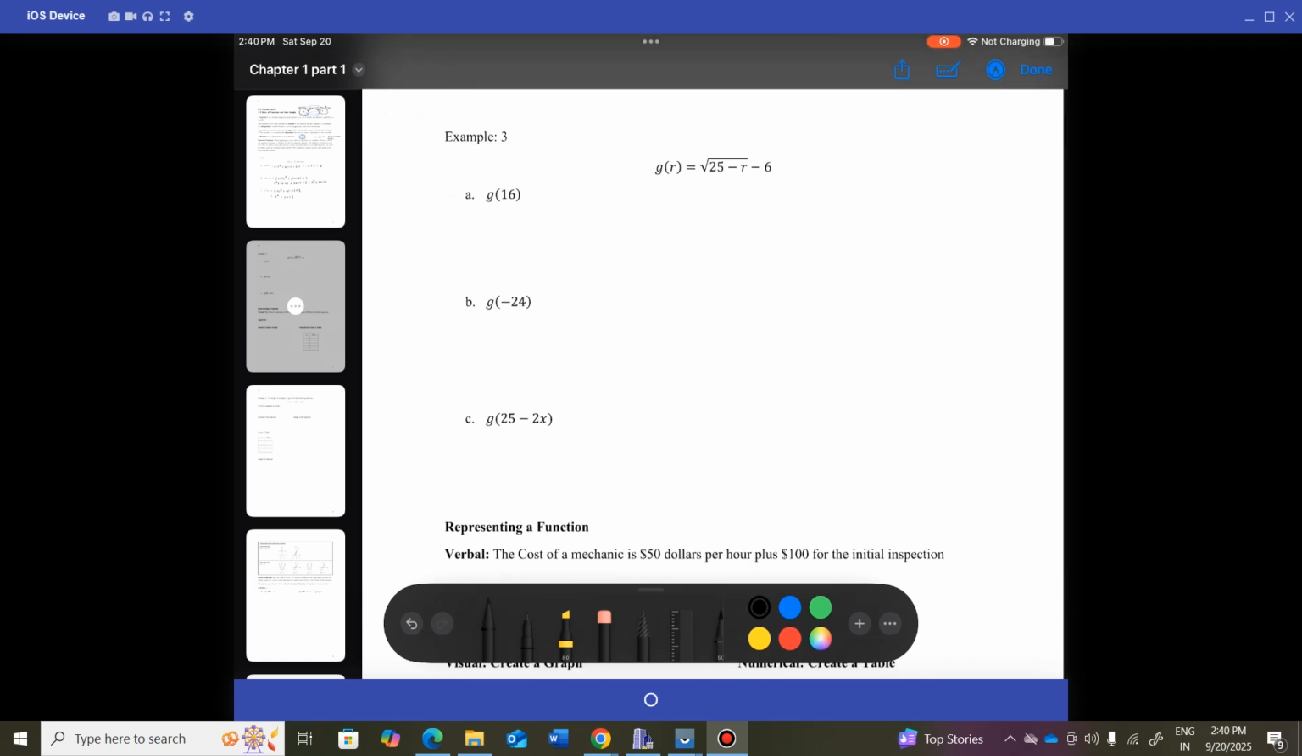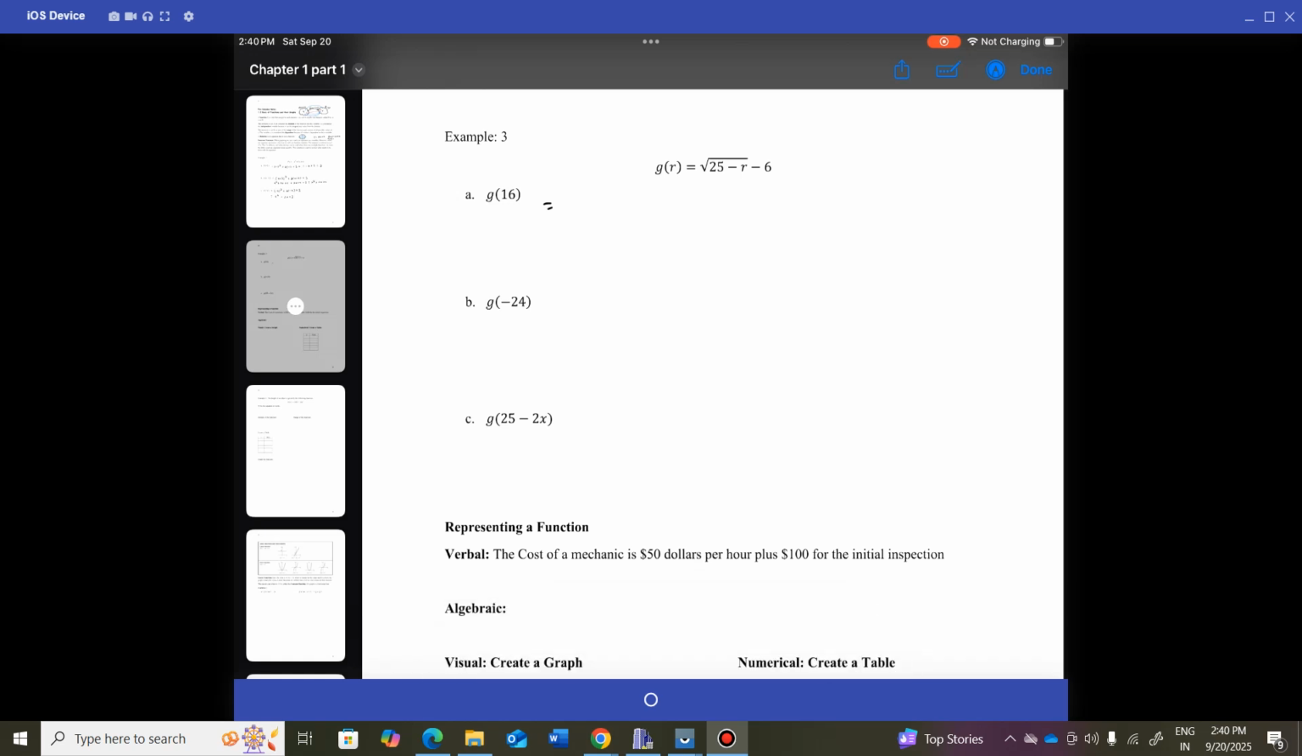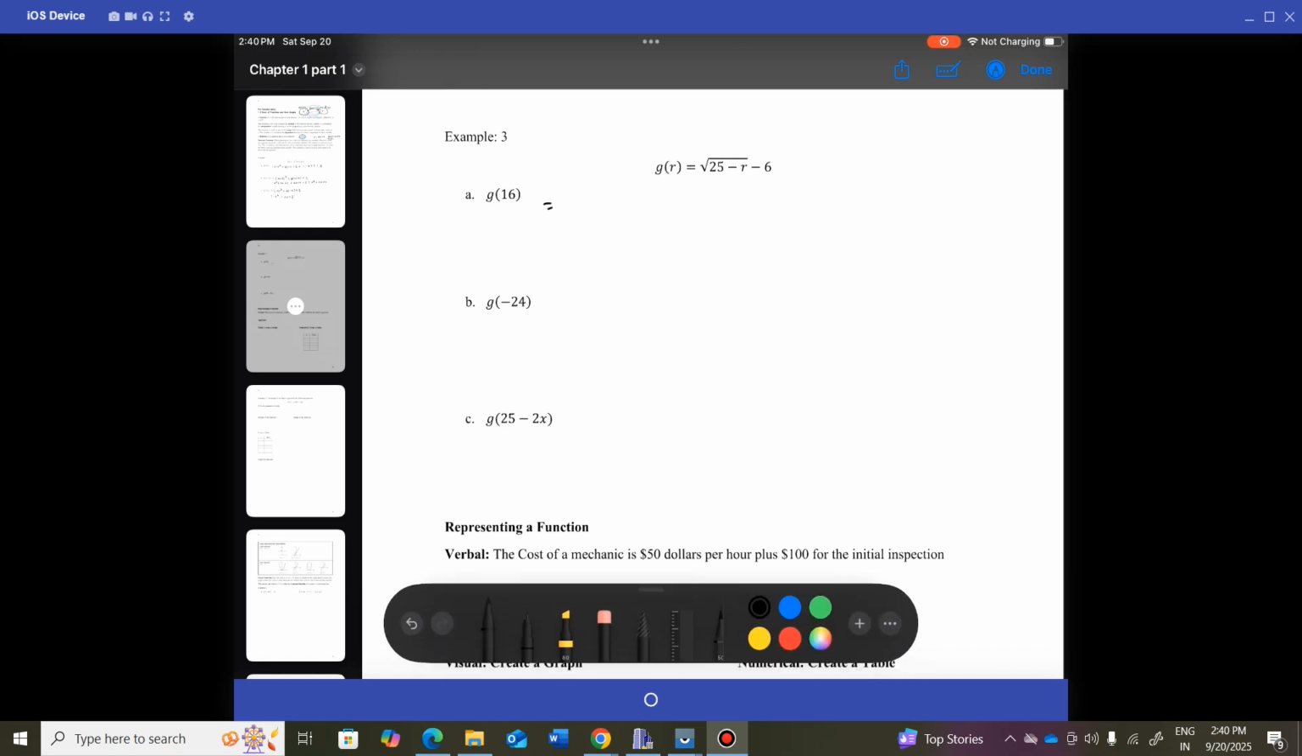Okay. Next function, g of r equals square root of 25 minus r, minus 6. We can plug in 16 for... oh, not for 25, for r. And so we get square root of 25 minus 16, minus 6. Now that 6 is not underneath that square root. So then we simplify this, we get square root of 9 minus 6, and then that's going to be 3 minus 6, which would be negative 3.